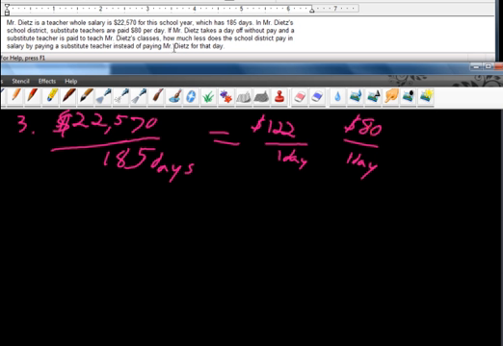And the wording here is key. So how much less does the school district pay? That word less normally, or pretty much always, signifies a subtraction. So how much less do they pay for that one day? 122 minus 80 is equal to $42 per that one day. And that is the answer.